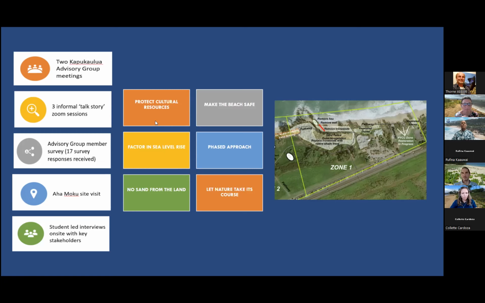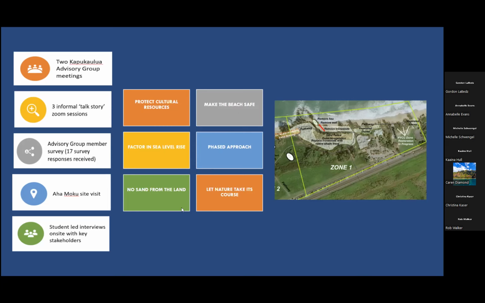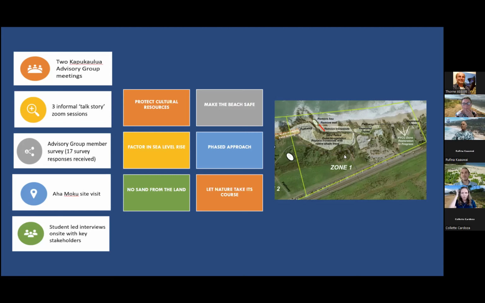Protect cultural resources. There are known archaeological sites in the area, Iwi Kupuna, and first and foremost was the protection of those resources. Making the beach safe, getting rid of some of the debris along the shoreline. No sand from the land, keeping the sand local to the area, not bringing in sand from an external source. All of these guiding principles fed into our restoration plans, and here's a little example of one, which shows the different restoration pathways, the restoration zones, and the sand fencing, and we try to incorporate as much of the community feedback as possible.